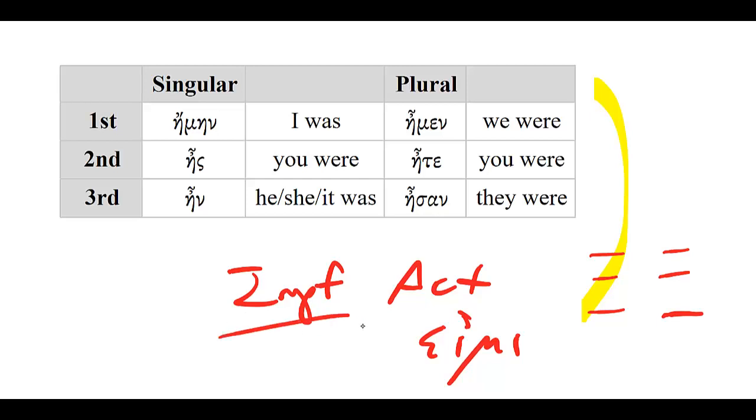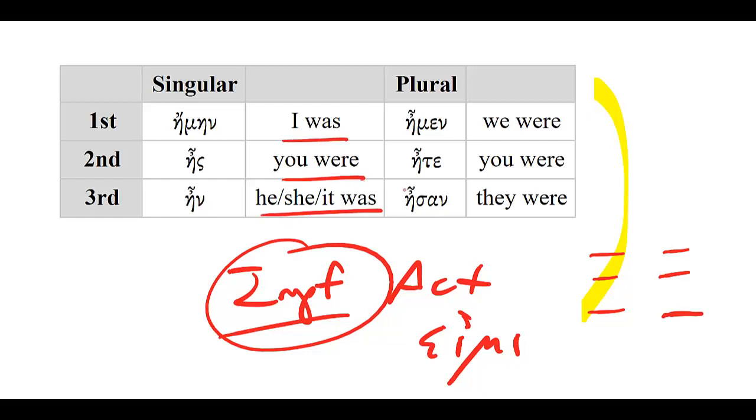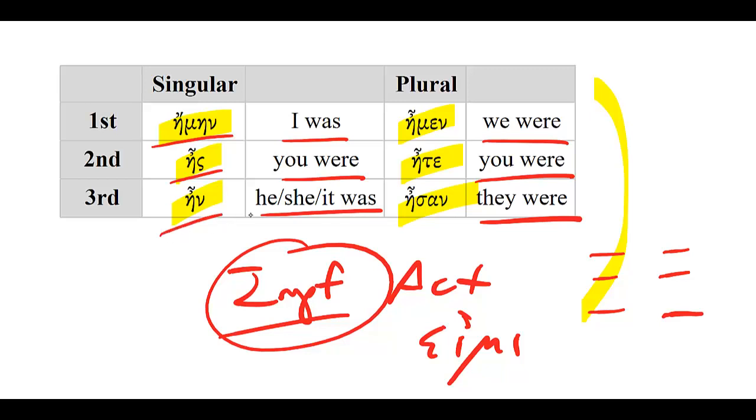There are basically three paradigms of eimi in the indicative you need to learn. You need to learn the present tense, you need to learn the imperfect tense, and eventually we'll learn the future. So this is just translated I was, you were, he was, we were, you guys were, they were. I'll just pronounce it: emen, es, en, emen, ete, esan. And there's a wonderful little song that was written by Jackson Van Dyke we're going to provide for you to help you learn those. Again, emen, es, en, emen, ete, esan.